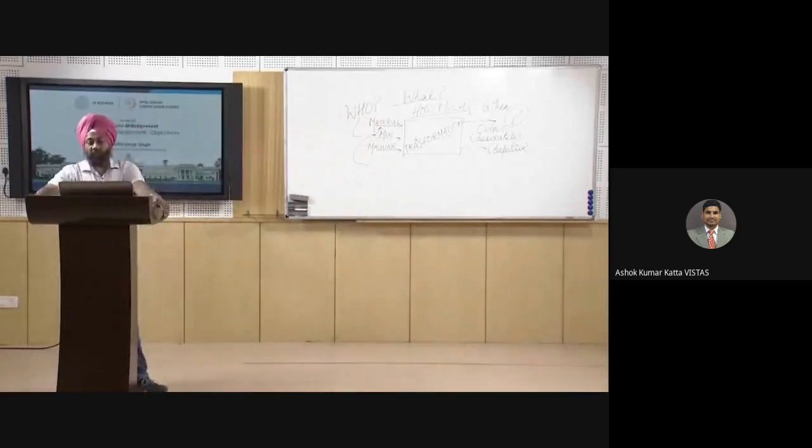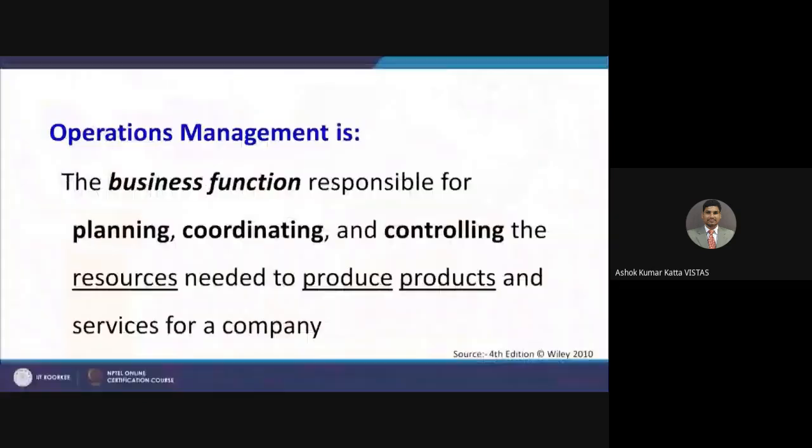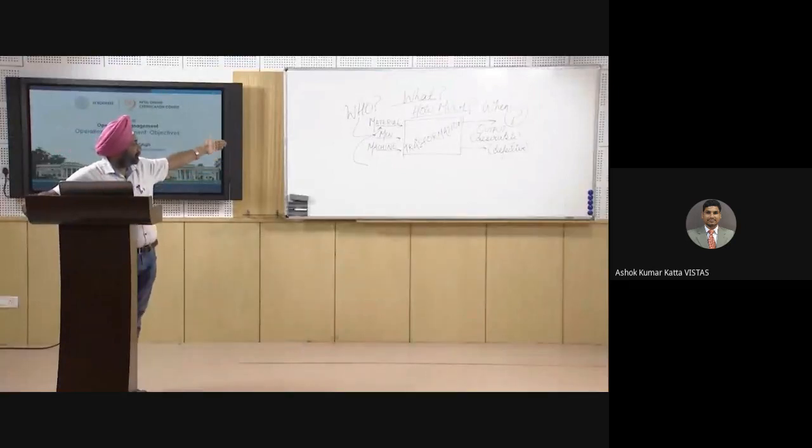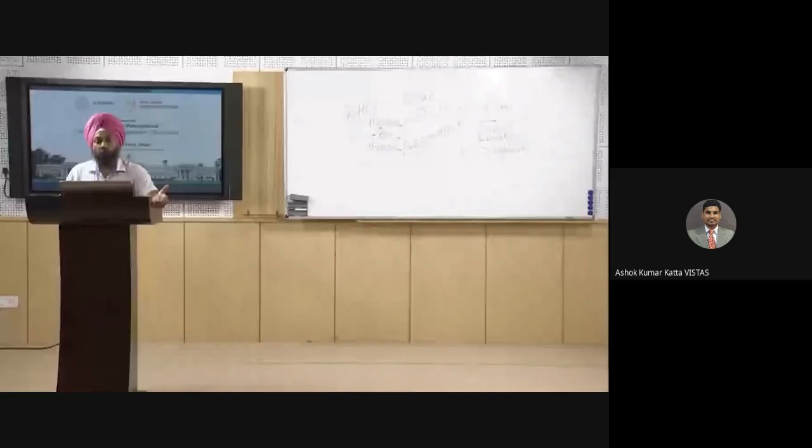So you can see this is the basic definition of operations management: the business function responsible for planning, coordinating and controlling the resources. Now what are the resources? On your whiteboard you can see that the resources can be man, material, machines or other infrastructural resources needed to produce products and services.